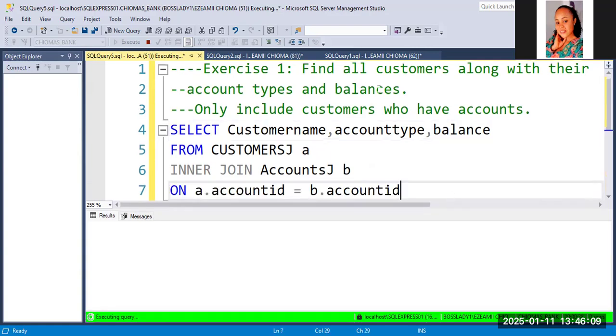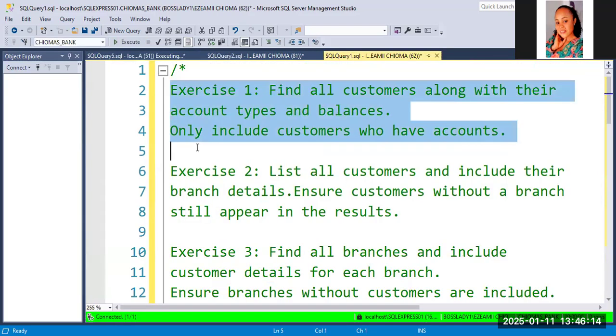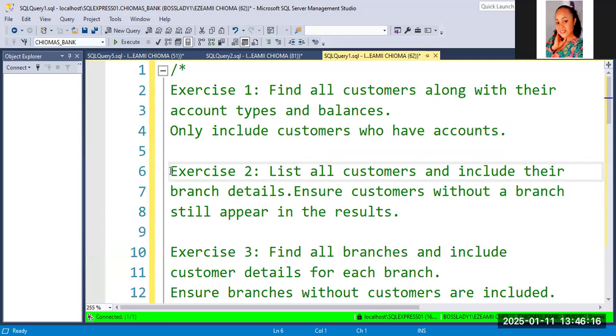Let's see. So while we wait for the result to load, let's also look at our second question. All right. So the second question says list all customers and include their branch details. Ensure customers without a branch still appear in the result.